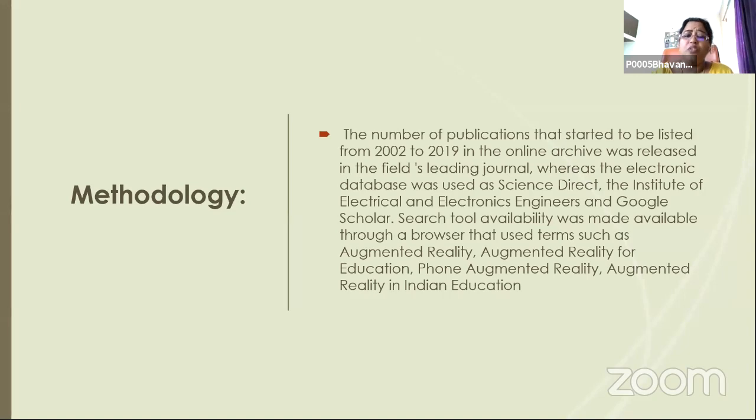This is the methodology which I followed here. The number of publications considered was from 2012 to 2019. It's all online, in digital databases and digital libraries. I searched science journals, Springer, IEEE papers, and Google Scholar, based on availability in the digital databases. I went through the research papers, using terminology like augmented reality in education and augmented reality in Indian education. I referred to all these journals and research papers, and I made this paper based on all of them.